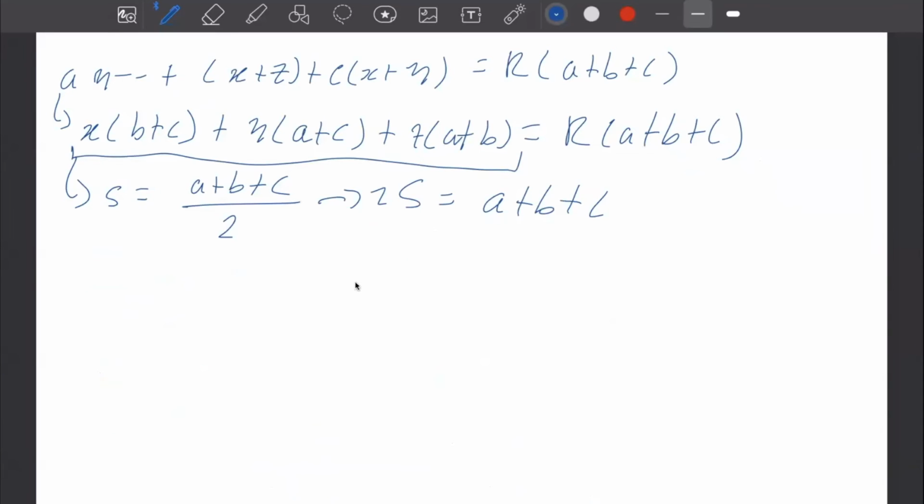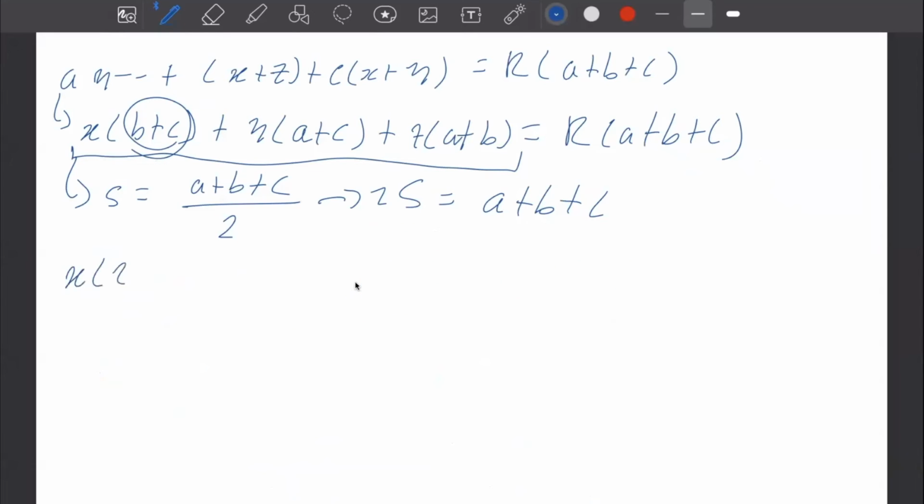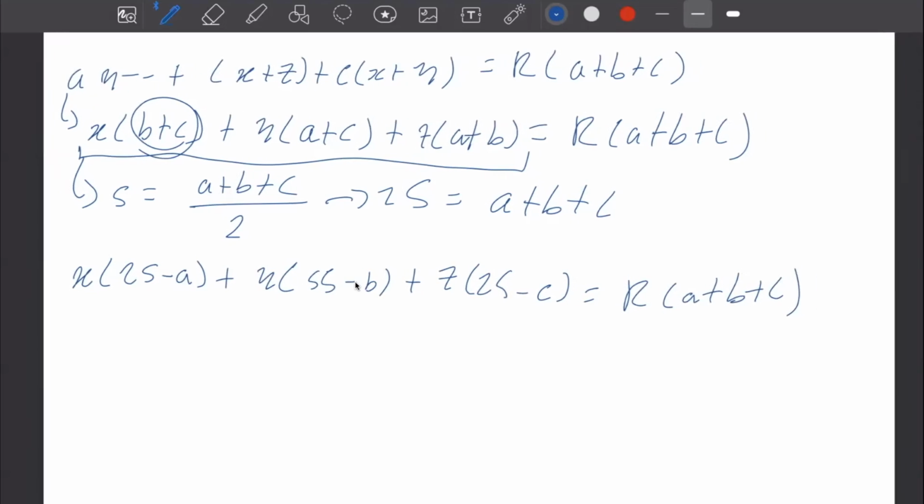Let's resume. We're going to do this by substituting as mentioned, which is X. So we have B and C here. If B plus C equals 2S minus A, right? So we're going to substitute 2S minus A into this slot. So let's do these substitutions. Then X will become 2S minus A, plus Y will become 2S minus B, and Z will become 2S minus C. And R will remain the same for the moment, for the proof to continue.